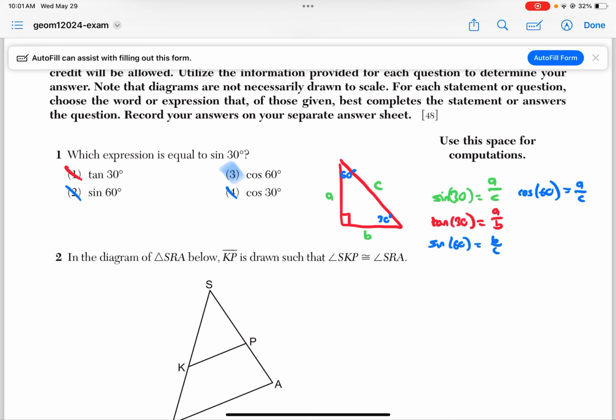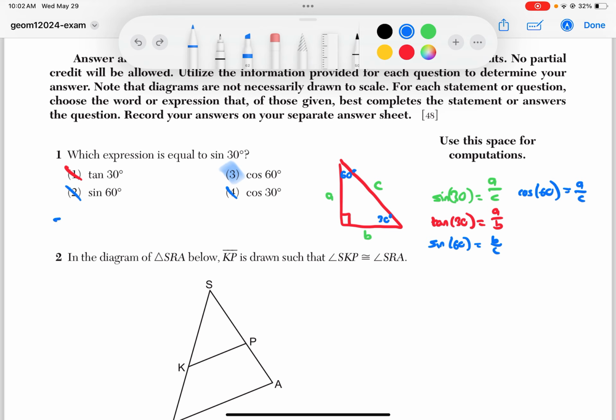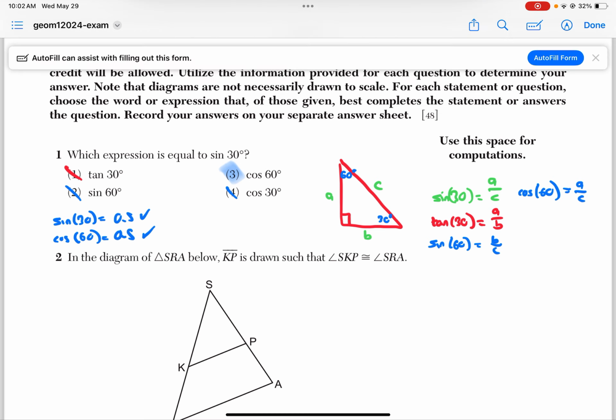But if your calculator is in degree mode, the sine of 30 is just a number. If you type sine 30 into your calculator, you get 0.5 if you're in degree mode. And then if you type cosine of 60, you also get 0.5. So they must be the same. You can just check that out with the calculator as well.